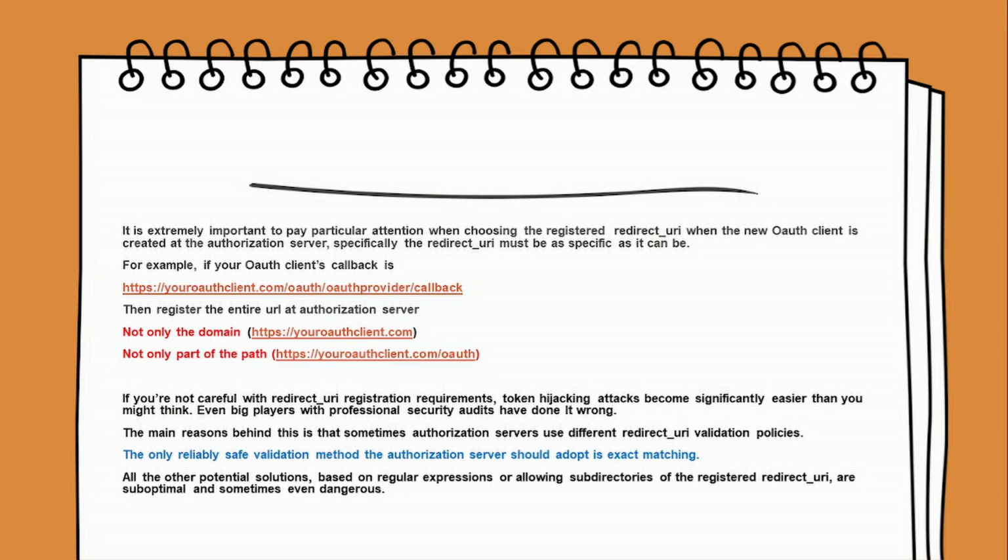It is extremely important to pay particular attention when choosing the registered redirect URI when a new OAuth client is created at the authorization server. Specifically, the redirect URI must be specified as specifically as it can be. Many people do not care much, right? In general, when you are registering some connection in PingFederate, let's say, or any other product, you are getting some address from the client side and you're just registering that in your OAuth connection.